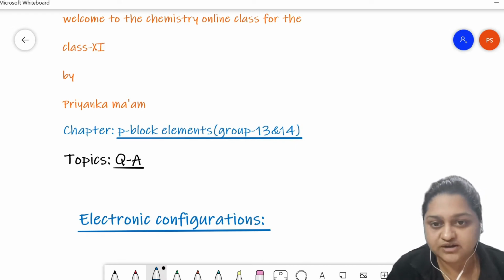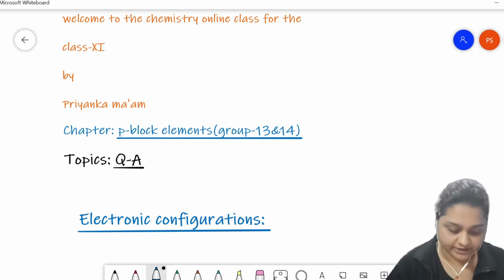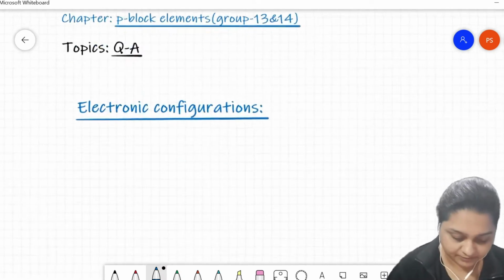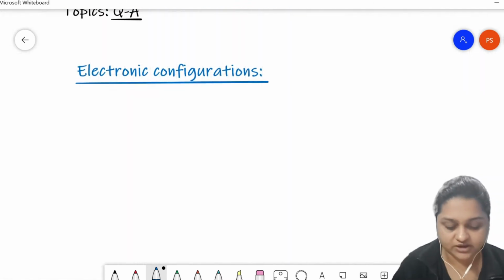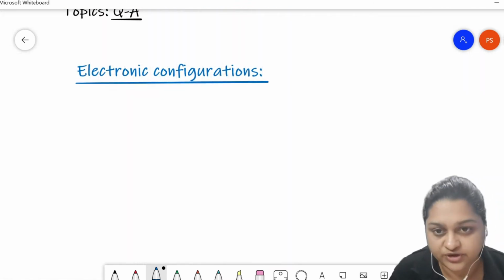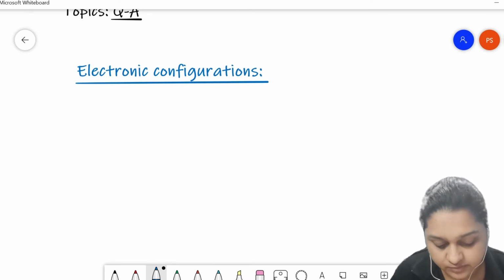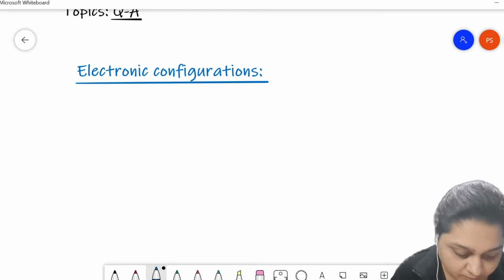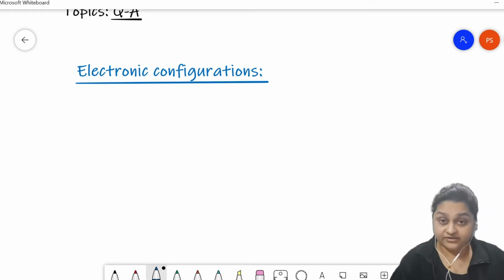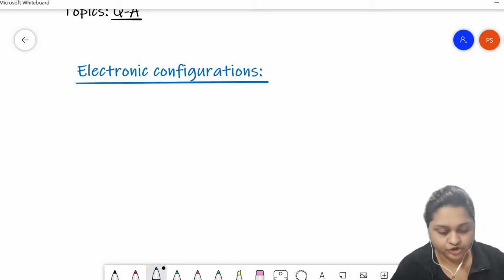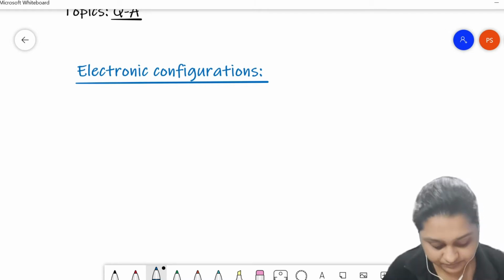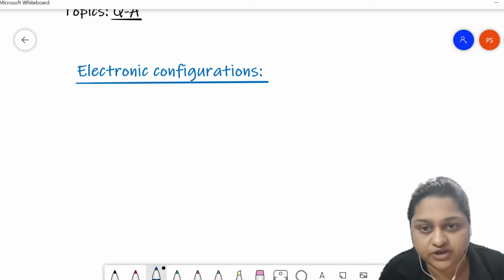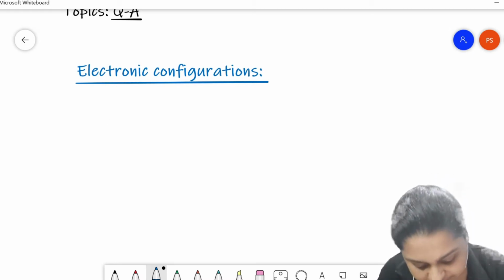We are going to start with the chapter p-block elements, and we are going to start this chapter with two groups. There are several groups included in this block, starting from group 13 and ending at group 17, 18. But in standard 11 we have group 13 and 14. We are going to start this chapter with the electronic configuration of each group. Let's see the electronic configuration of group 13.